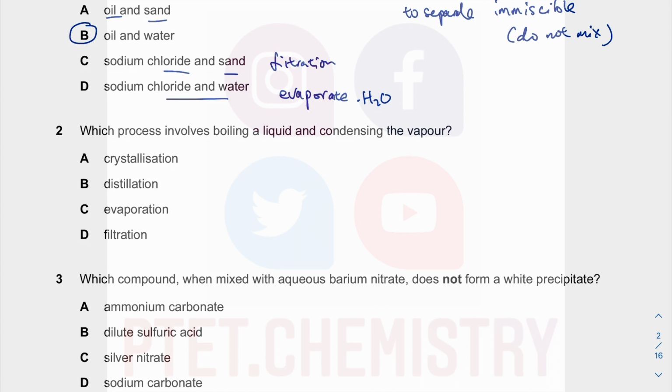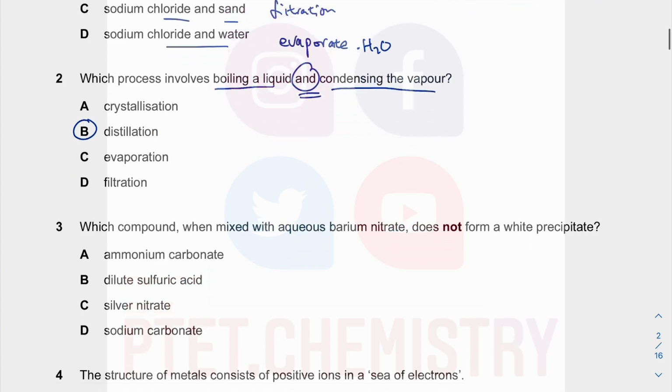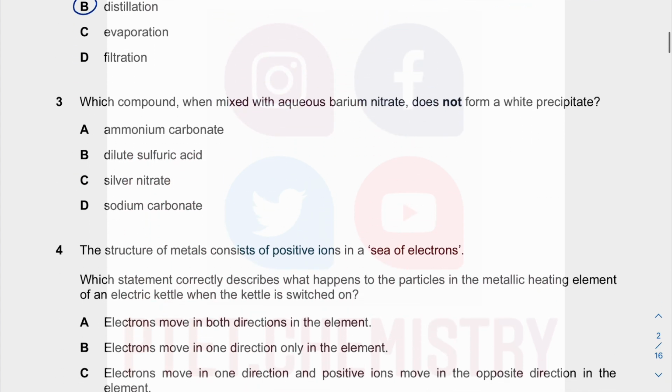Number 2, you want to boil a liquid and then you condense the vapor. That is really just distillation. Because of this part, you need to condense the vapor after you boil it. That is just distillation. Quite an easy start to this paper actually.